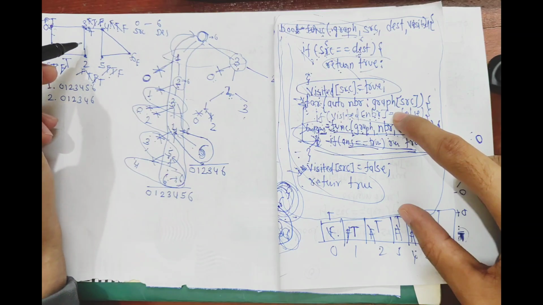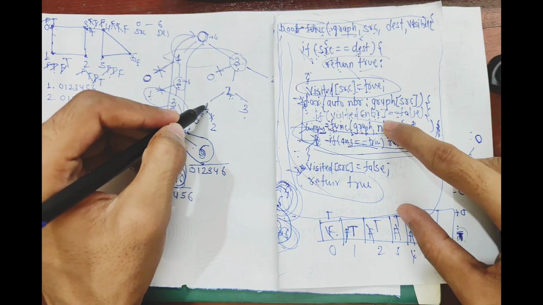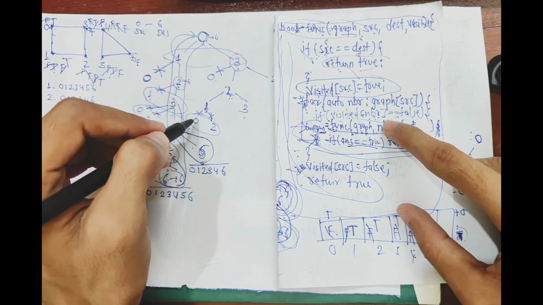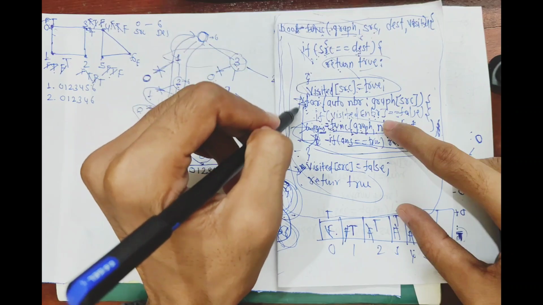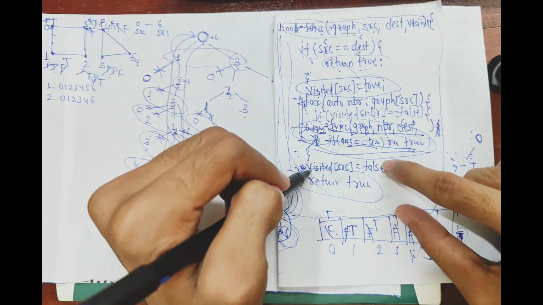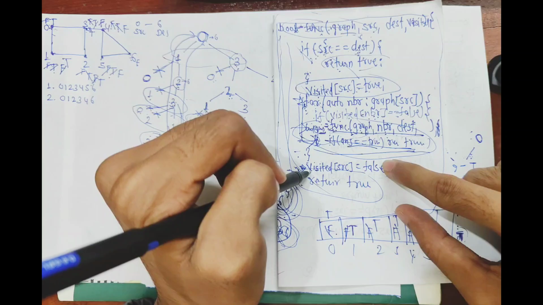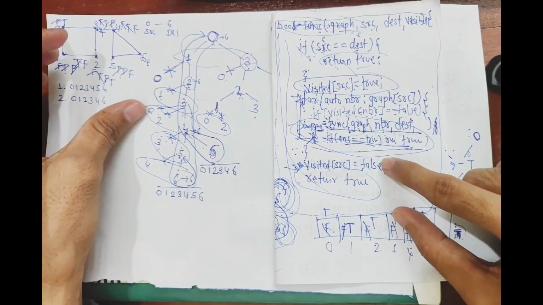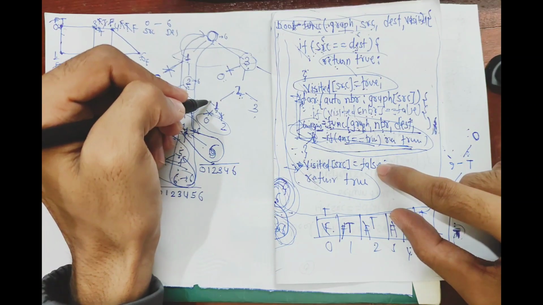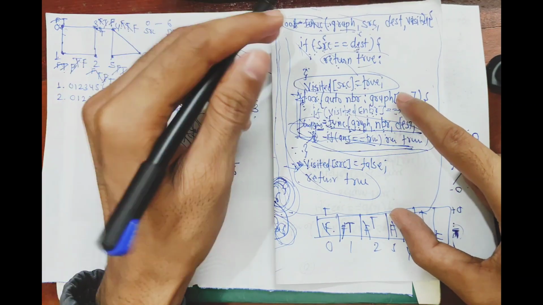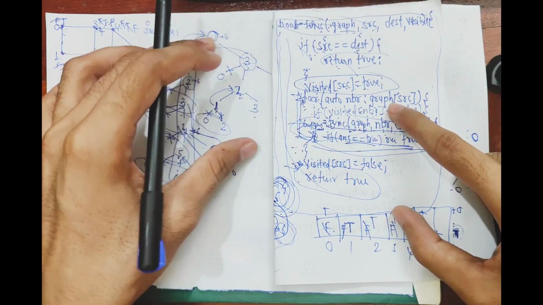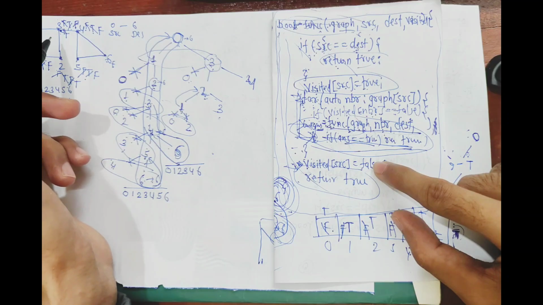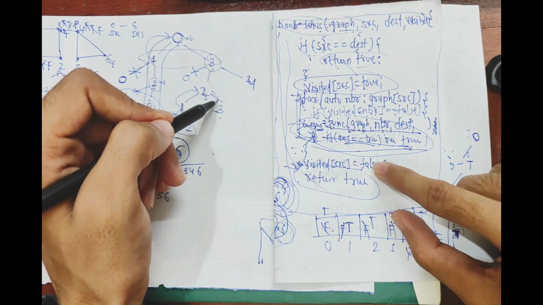Before that, when we are done with all the neighbors of 1, then we need to mark 1 again as false, so we will mark 1 as false again, right? Then we will go back to 2. Right now we are at 2 and we are at its second neighbor. So 2's second neighbor is 3. 3 is already true, so we will not do anything further.